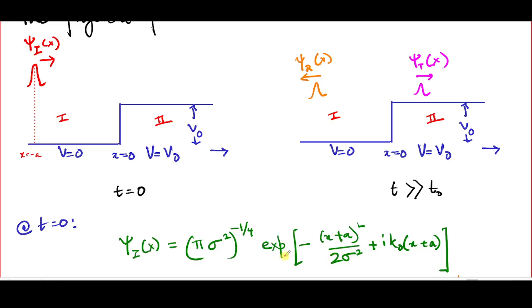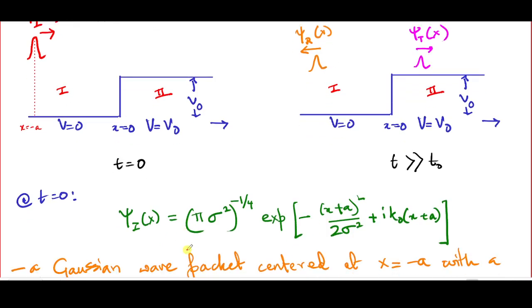So, it's described by exponential of minus (x plus a) whole squared divided by 2 sigma squared, plus i times k0 (x plus a), where k0 is the mean momentum of this wave packet. And of course, there is a normalization constant in front.